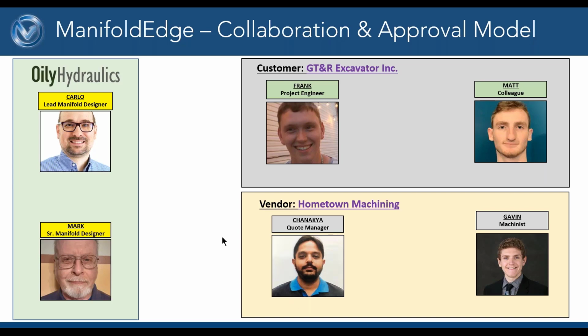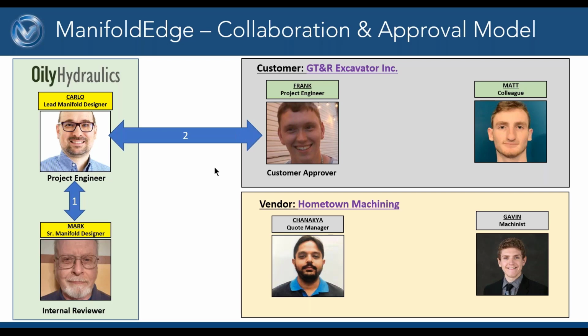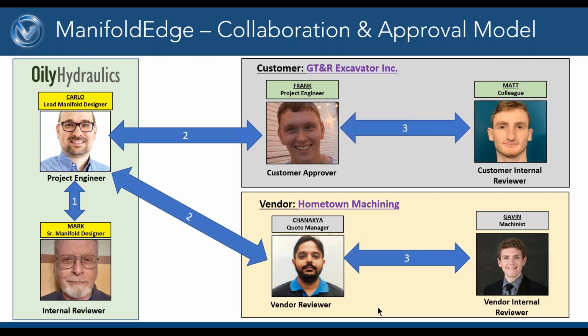Note that all project workflows within Manifold Edge are initiated and controlled by an assigned project engineer, in this case, Carlo. After creating the project, Carlo assigns Mark as an internal reviewer and alerts him to check the design before he releases it to the customer or the vendor. Carlo also shares a review design to Frank as customer approver and Chanukah as a vendor reviewer. Frank and Chanukah can subsequently assign internal reviewers within their own company to also participate in the design review process.